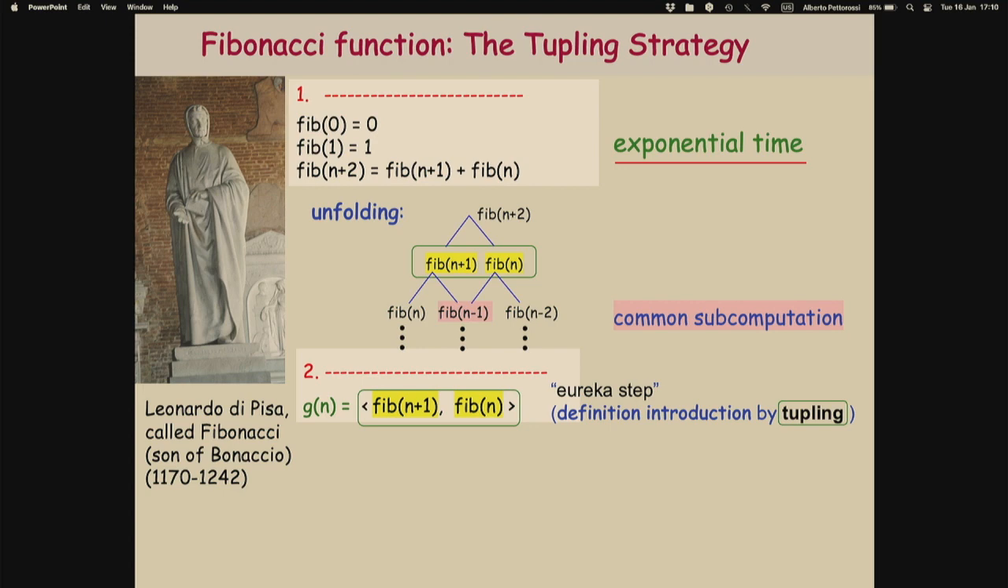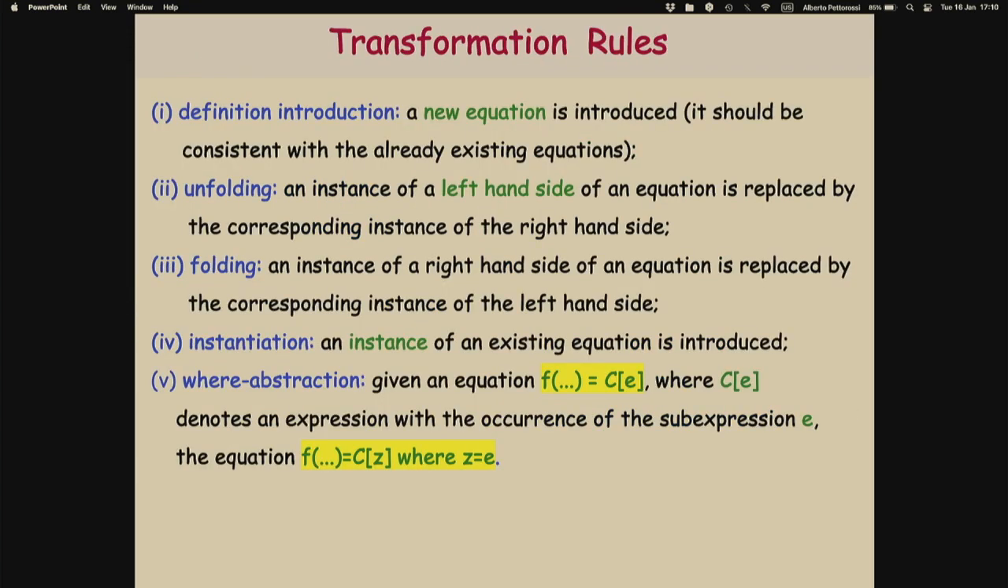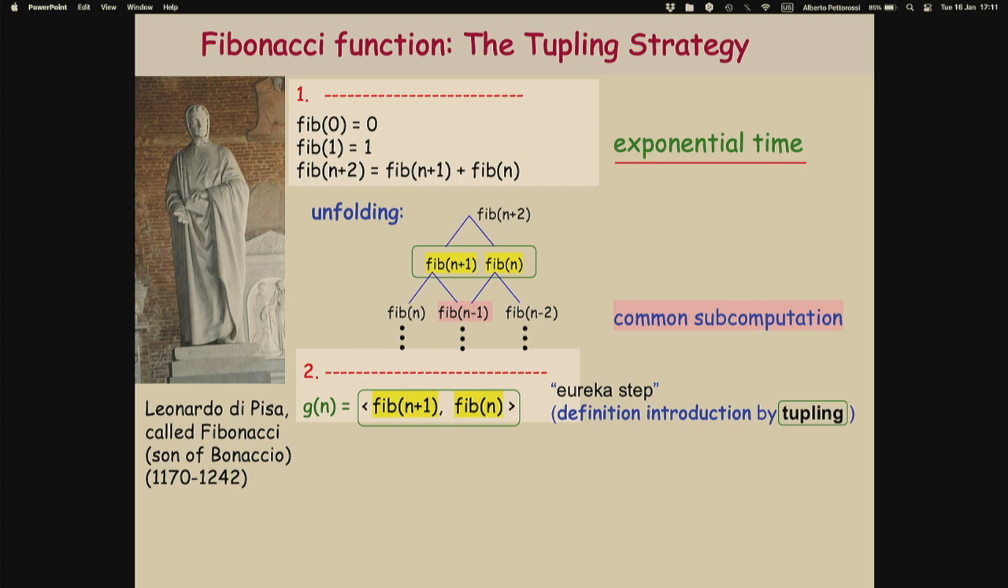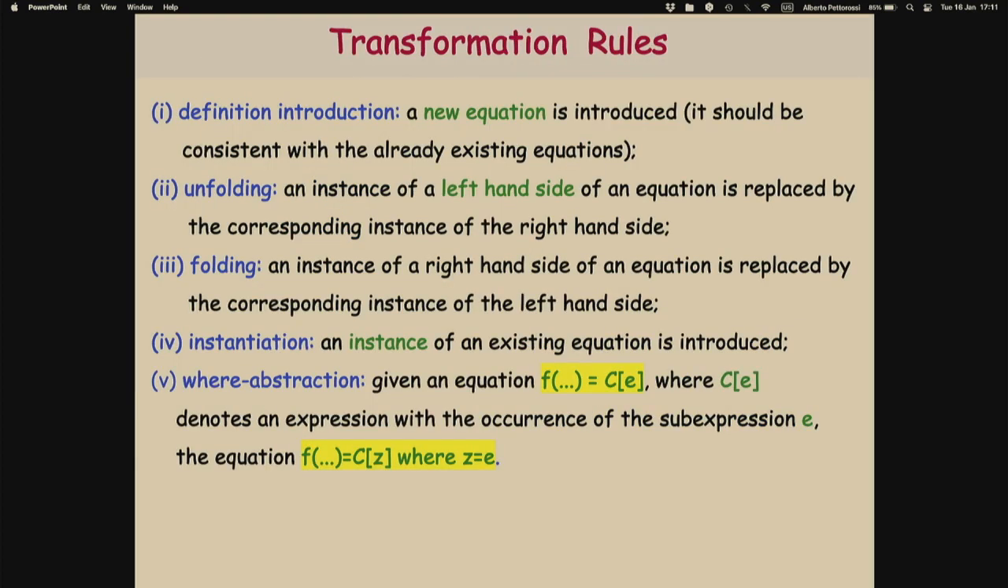And we will see now the rules, and you have to invent this definition. How do you invent this definition? You actually have some rules at your disposal: the rule of unfolding, the rule of introducing definition, and then the rule of folding. We will see the effect of this rule. And then the rule of instantiation.